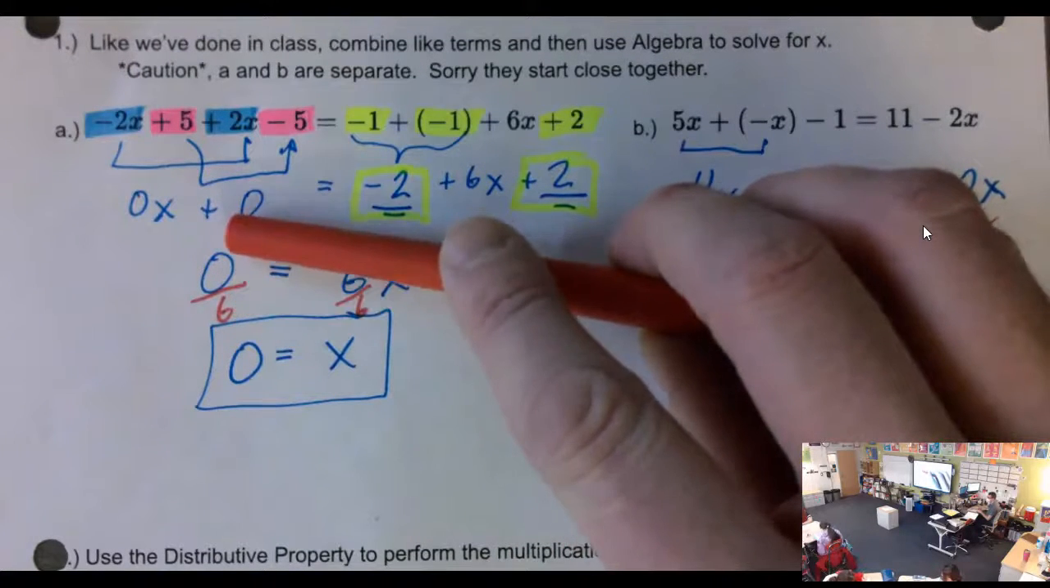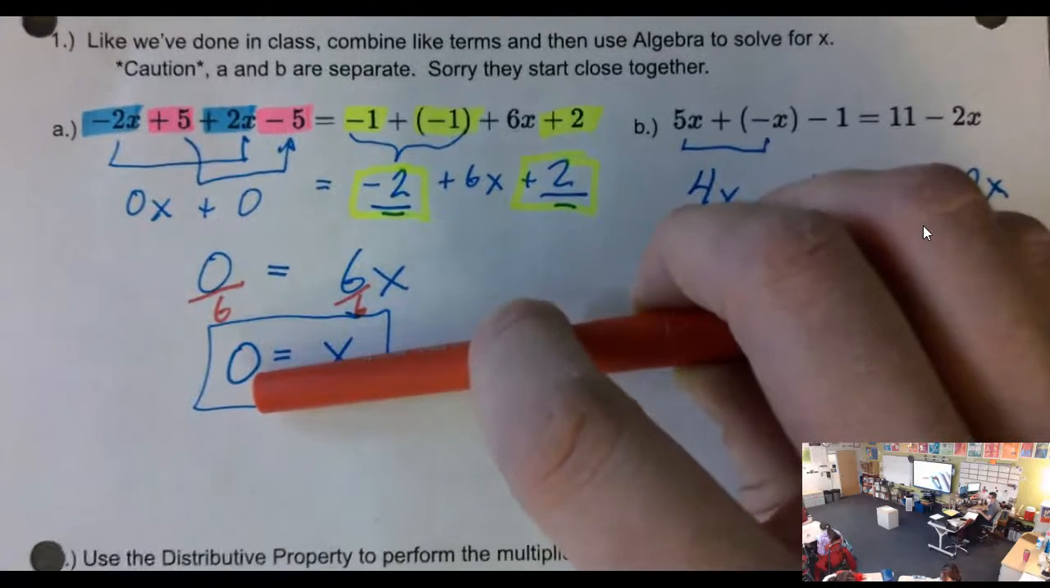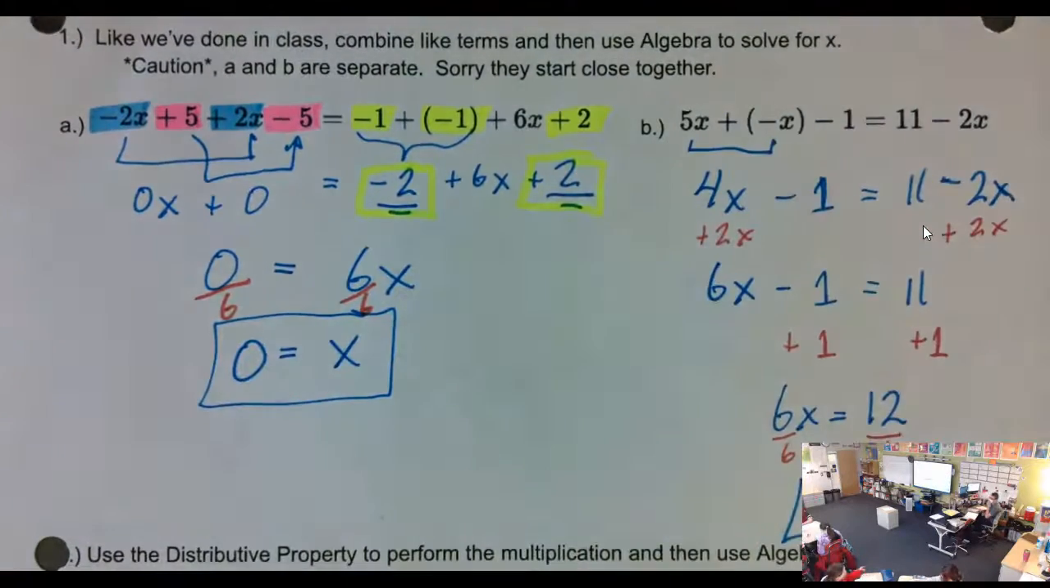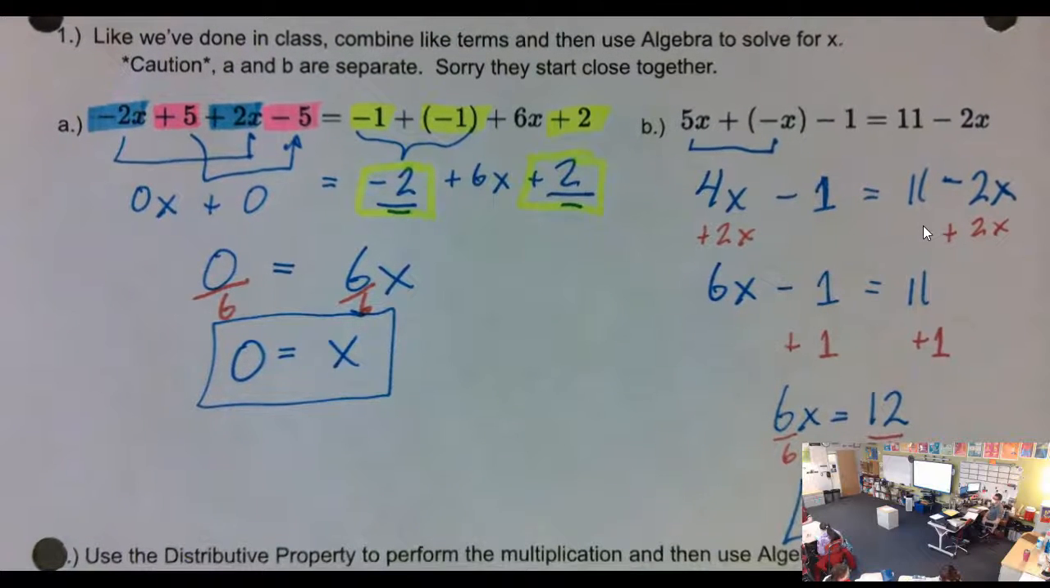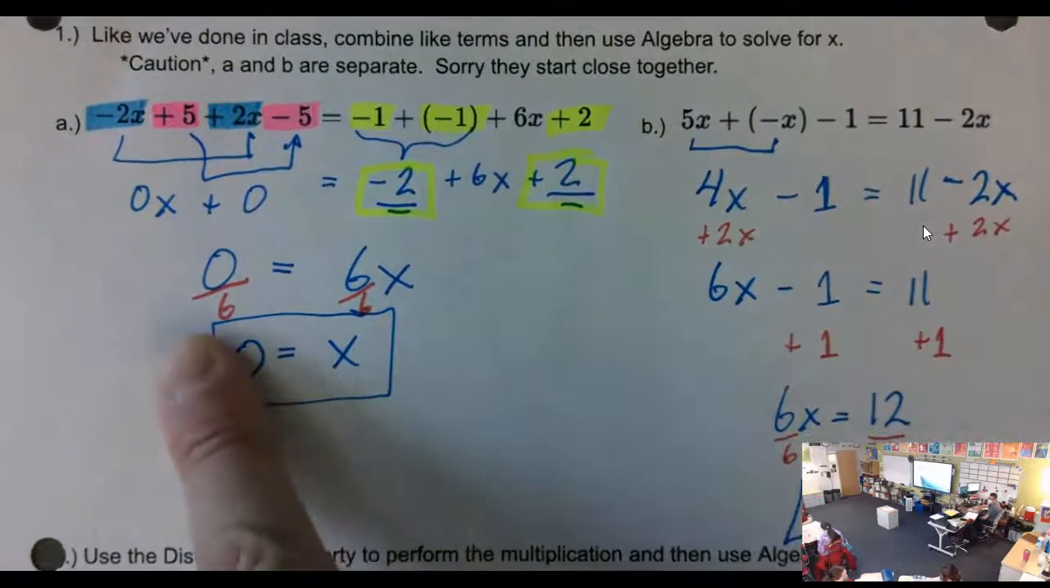If I have no pizzas that I divide to everyone at my house, we all have no pizza. But if I buy 6 pizzas and try to divide them to 0 people, that doesn't make sense. Division by 0 does not make sense. But dividing with 0 on top does.